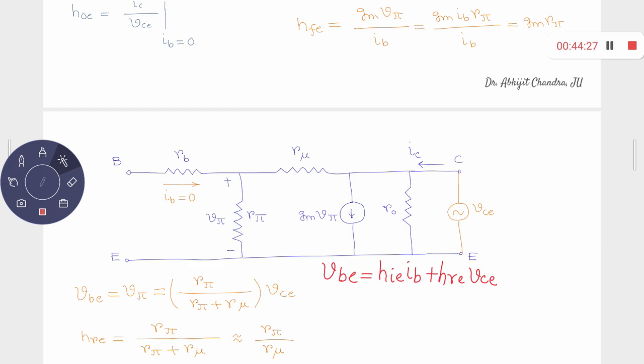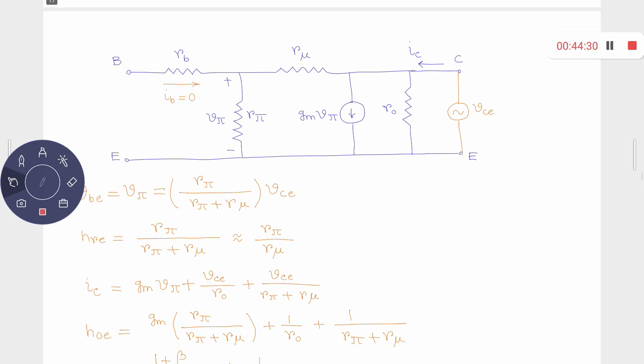So what is HRE then? HRE is VB upon VCE with IB equal to 0, that means R pi upon R pi plus R mu, which is close to R pi by R mu, and typically that is very small. As I have told you, R pi is in the range of a few kilo ohms and R mu is in the range of a few mega ohms. So the ratio of R pi to R mu is very small, in the order of 10 to the power minus 3. So that's the reverse voltage gain, HRE, which is very small.